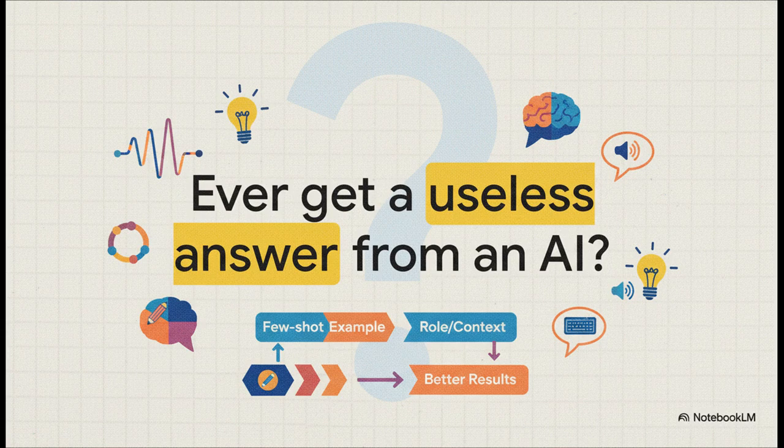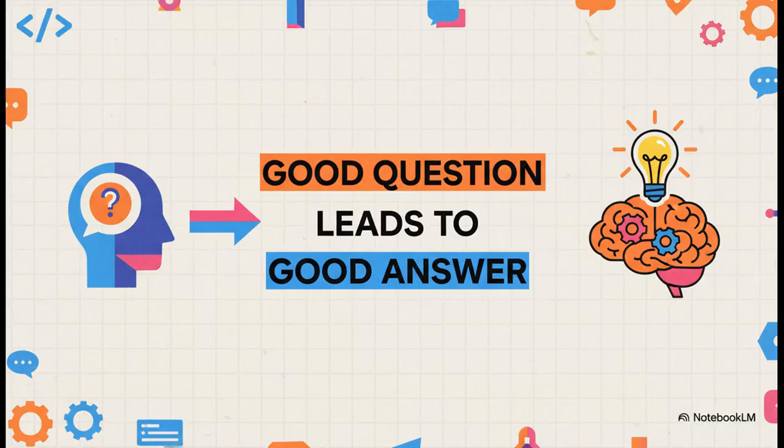Okay, let's be honest. Have you ever asked an AI something and gotten a totally useless, generic, or just wrong answer back? Yeah, we've all been there. It's a universal frustration for sure. But here's the thing, the secret, really. More often than not, the problem isn't the AI. It's us. It's the ask. You see, the quality of the answer you get is a direct reflection of the quality of your question. So today, we're going to fix the ask.